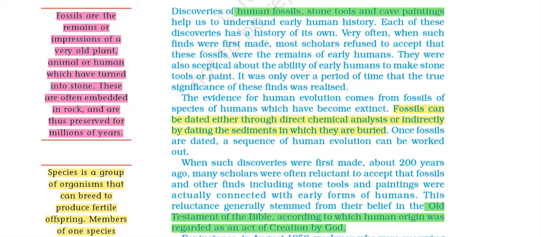So, what are those sources? Number one, fossils. As you can see here, fossils. Number two, stone tools. And number three, cave paintings. Let's break this down. Fossils, what are fossils? On the left hand side of my screen, you will see the definition of fossils here. Very, very important for a one marker.